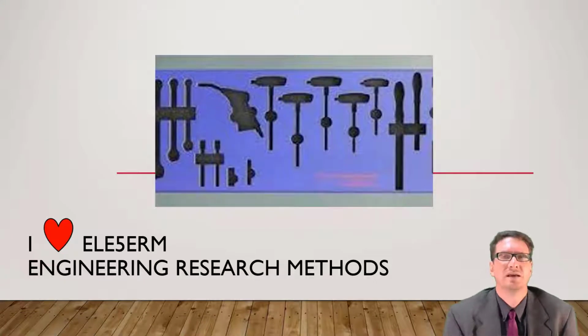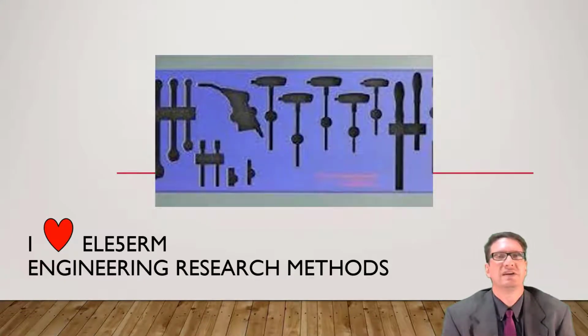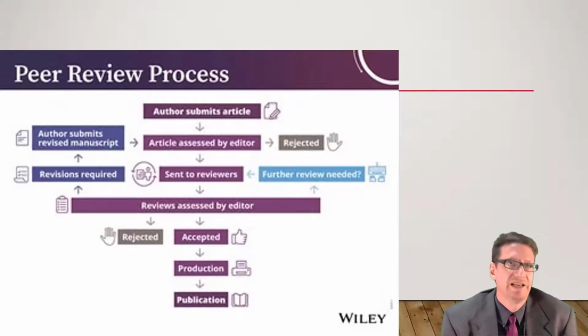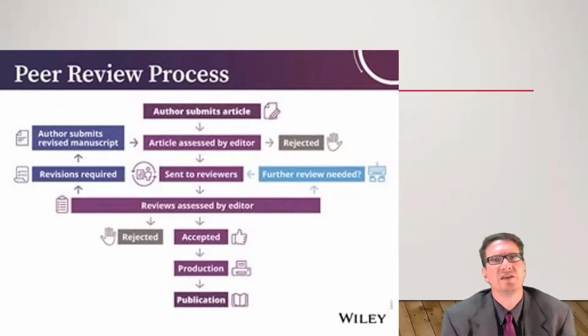The title of this video is Writing Quality. So you've written an engineering article. You submit that to a journal. Somebody has a look at it. If they think it's okay, they send it along to some reviewers. If the reviewers think it's okay, the reviews are assessed by an editor. If everything's okay, it's accepted, goes into production, goes into publication, bingo.